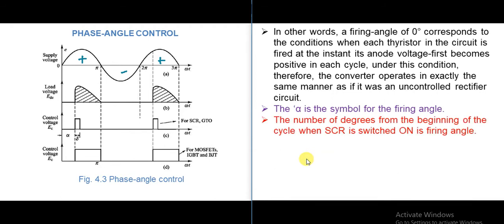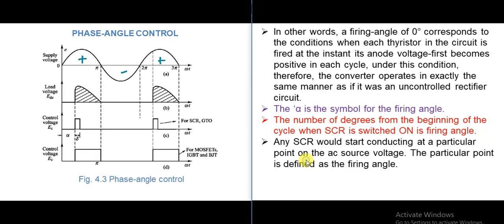The number of degrees from the beginning of the cycle when the SCR is switched on is the firing angle. So what is the firing angle? The number of degrees from the beginning of the cycle when the SCR is switched on.